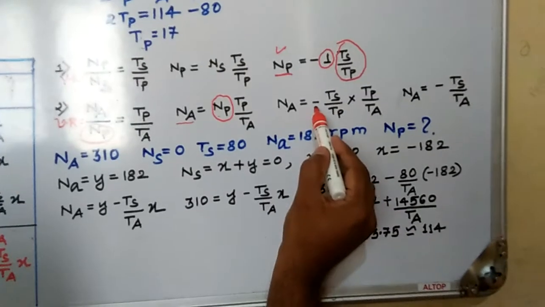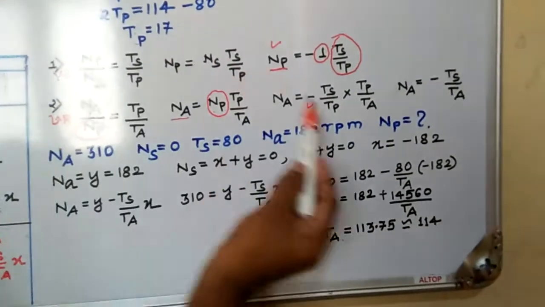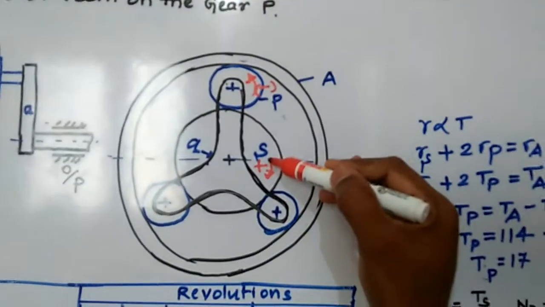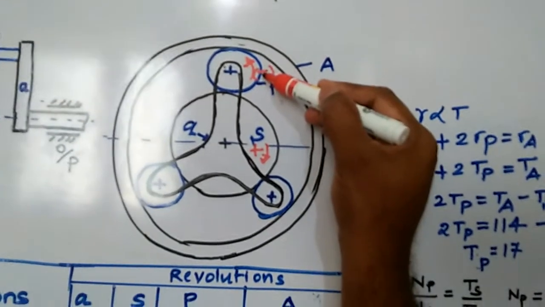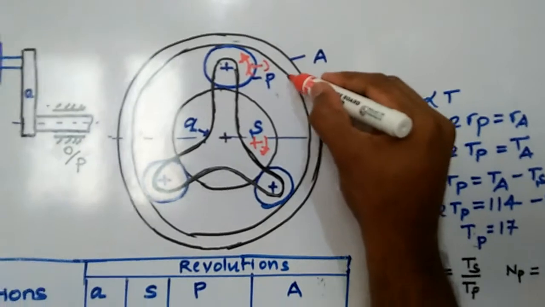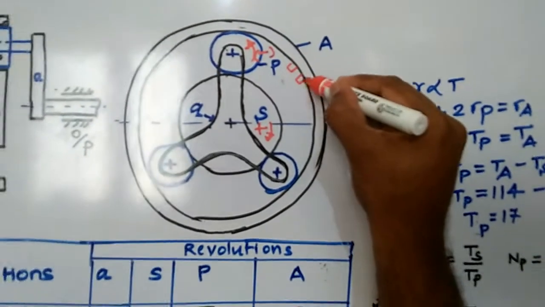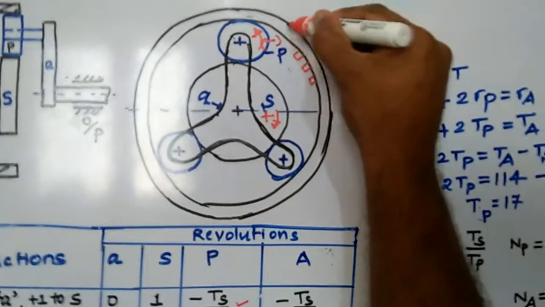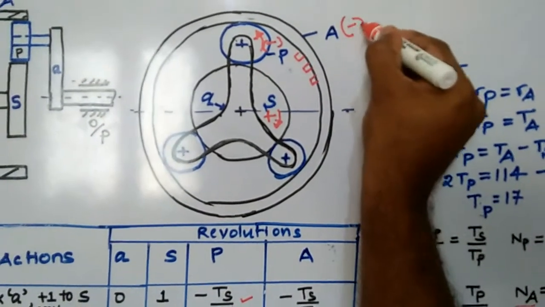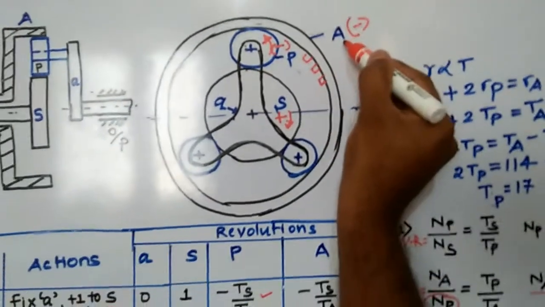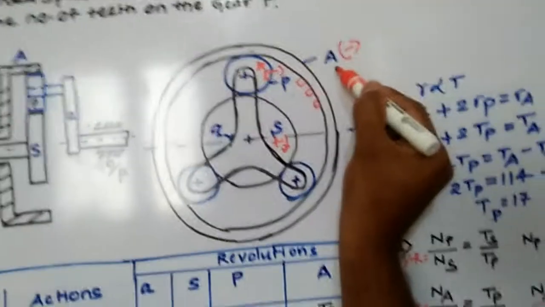Then you have to come to the sign. Look at this one, sign. How to take the sign? The sun gear is positive. The planet gear is in the opposite direction, a simple gear train, so this becomes negative. The annular gear is having internal teeth, so the direction of the annular gear also becomes negative. Both will travel in the same direction.